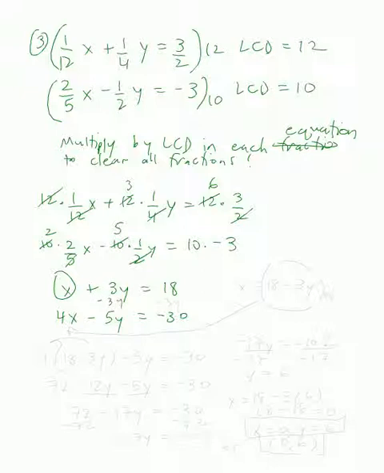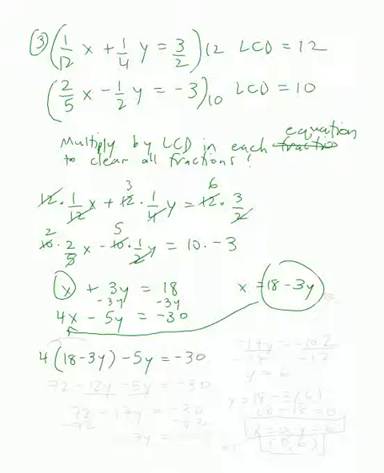So if I subtract 3y from both sides, I actually end up with x equals 18 minus 3y. I'm going to take that and substitute it for x right here. I end up with 4 times (18 minus 3y) minus 5y equals negative 30.